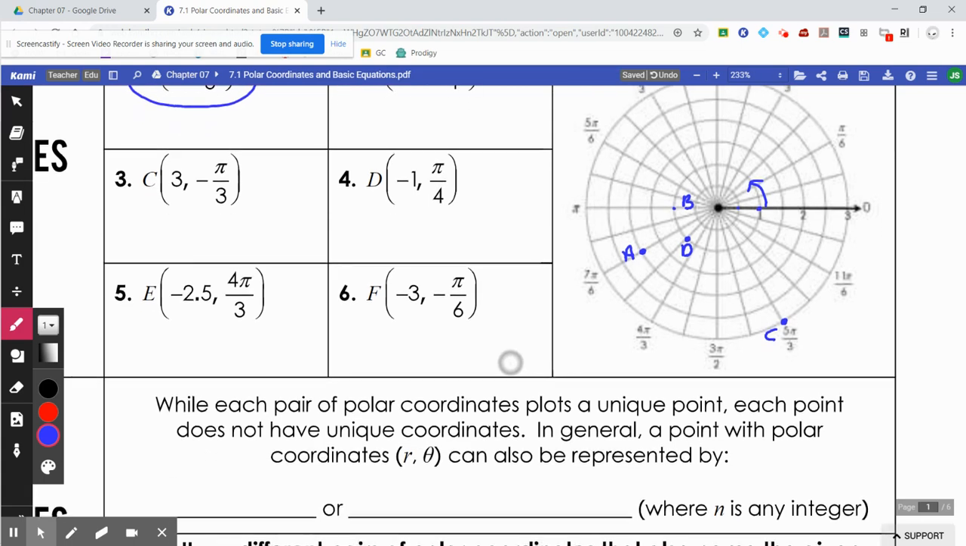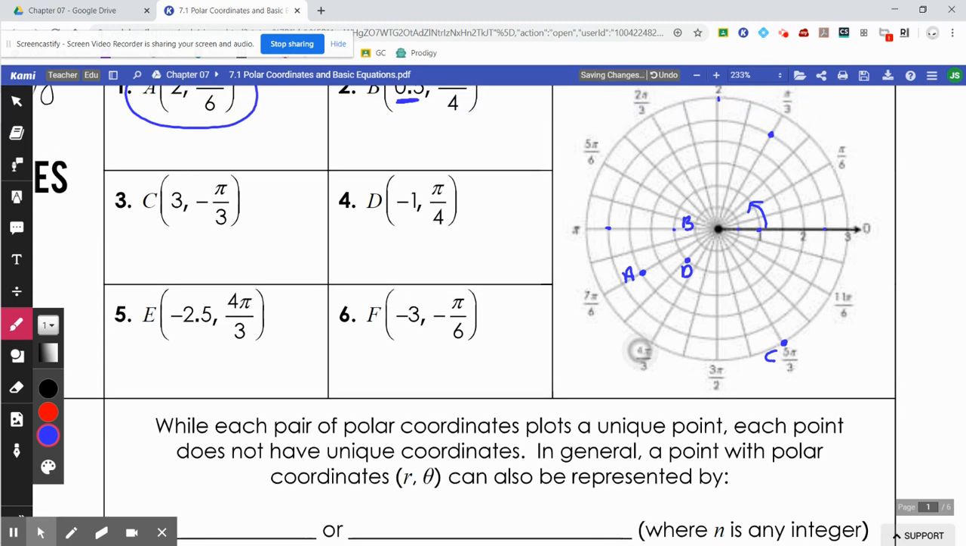Number 5, negative 2.5 is our radius, and 4 pi over 3, that's 240 degrees. So we're going negative 2.5, which carries me to here, and then we're rotating 4 pi over 3, which is, again, what is that, 240, we say? So 180 would carry you back around to here, so another 30, 60 would carry you to there.